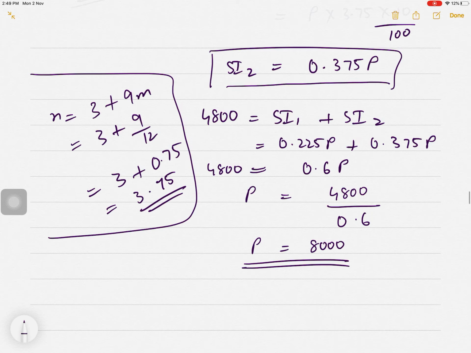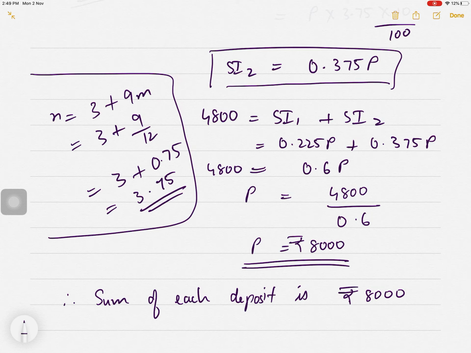Okay, so sum of each deposit, therefore sum of each deposit is rupees 8,000. So principal amount comes to 8,000.